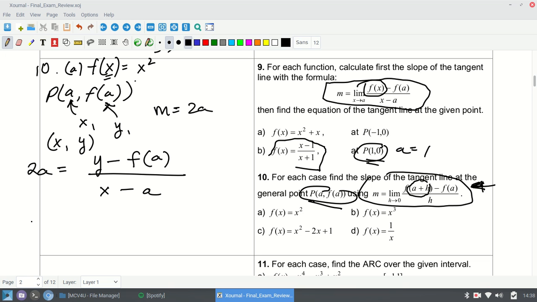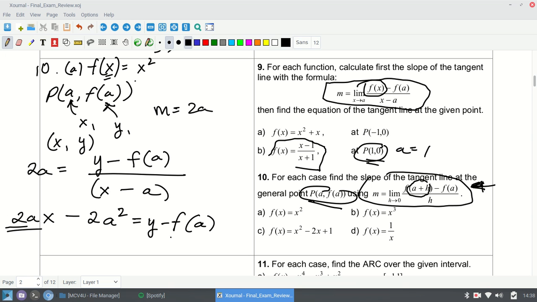Then you multiply both sides by x minus a, and so we get 2a x minus 2a squared equals y minus f of a. Easy. And then this guy, I'm assuming a is positive. It may not be positive. Who cares, just leave it as that. There's no obvious negative here, so that's all that counts, really.